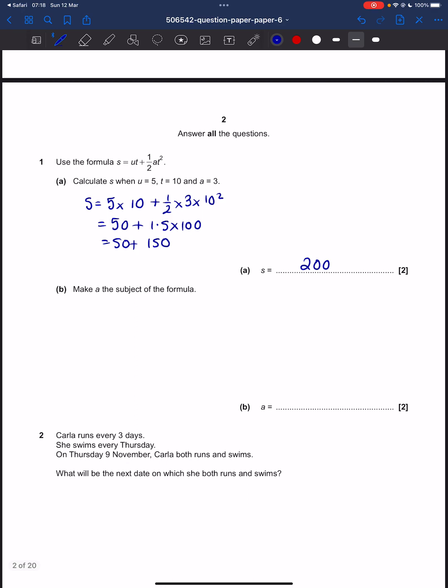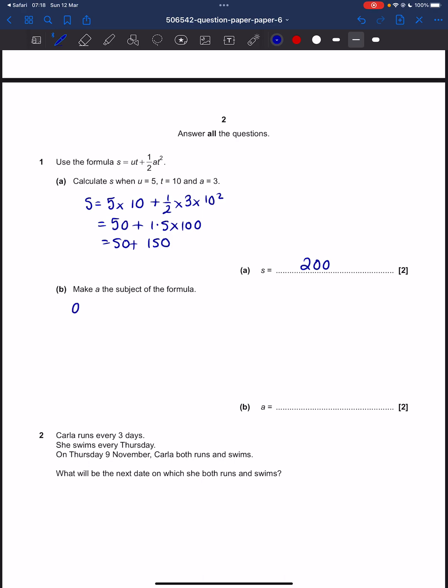Make A the subject of the formula. So to do that, this means that we've got S is the subject of the formula here in terms of U, T and A. We need to get A in terms of S, U and T, the other letters. So there's two ways to do this, so I'll do it both ways.